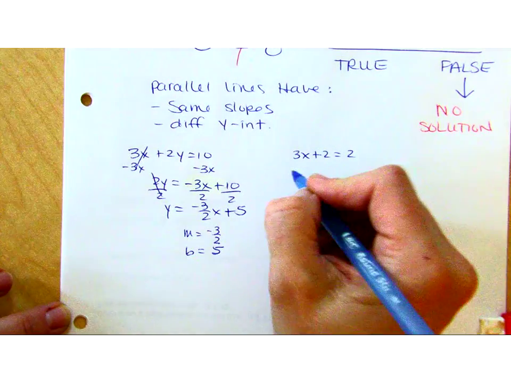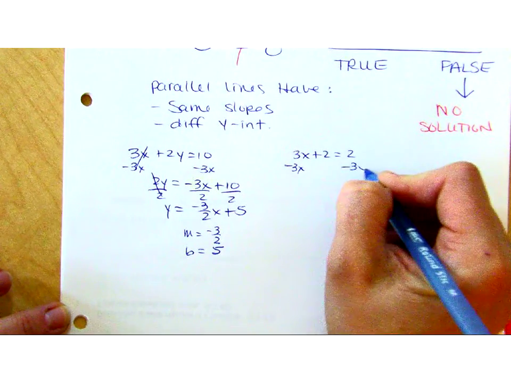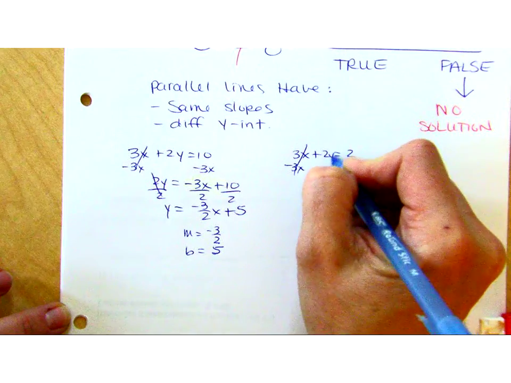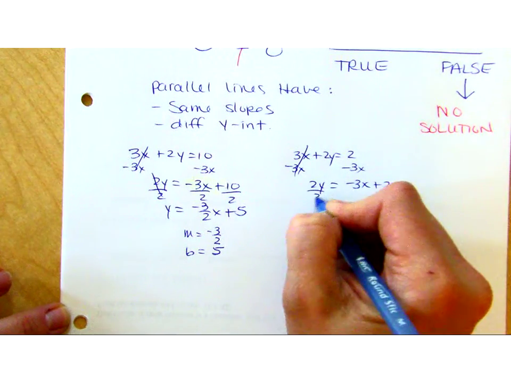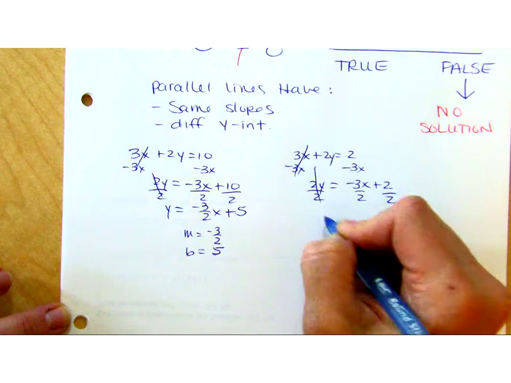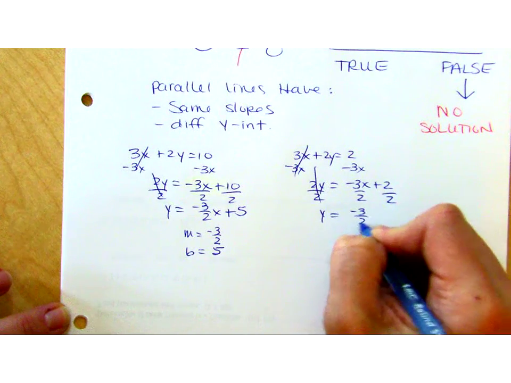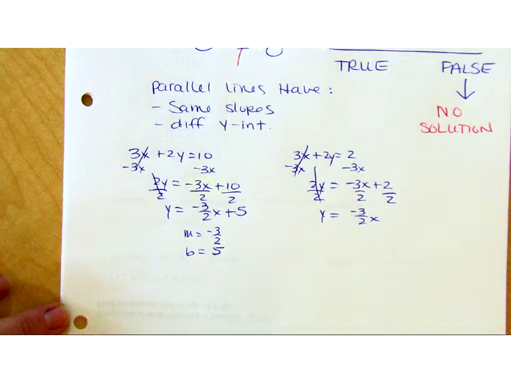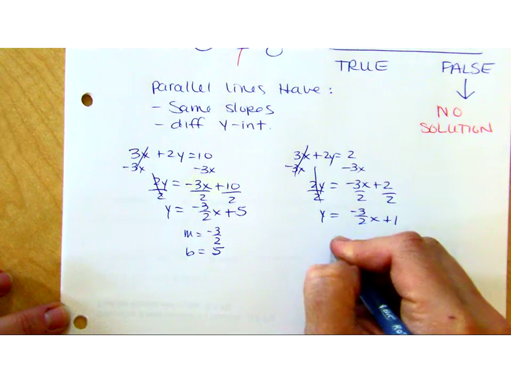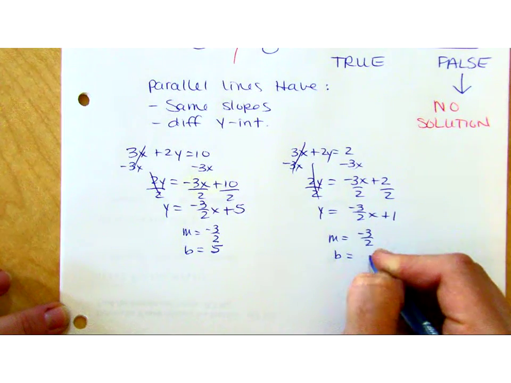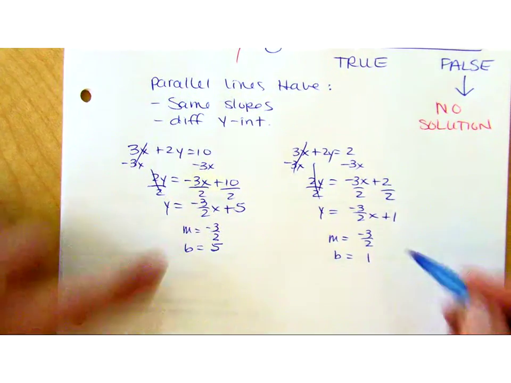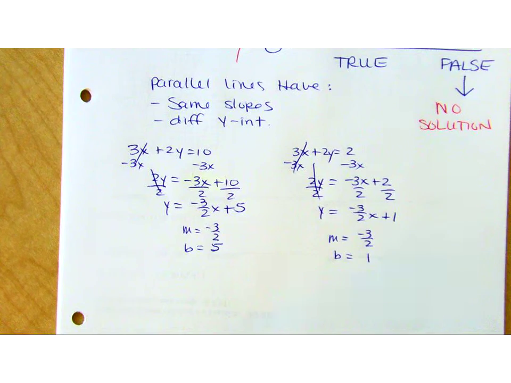It's going to start the same way. Get my y. 2y is equal to negative 3x plus 2 this time instead of 10, which means when I go to divide that, I'm still going to get my negative 3/2, but my y-intercept is going to be what? 1. So what is my slope here? Negative 3/2. What is my y-intercept? 1. Do they have the same slope, different y-intercept? Yes. Does this confirm that they are parallel and they have no solution? Yes.